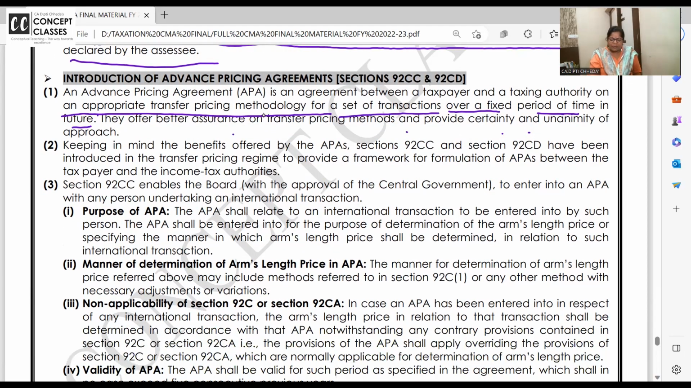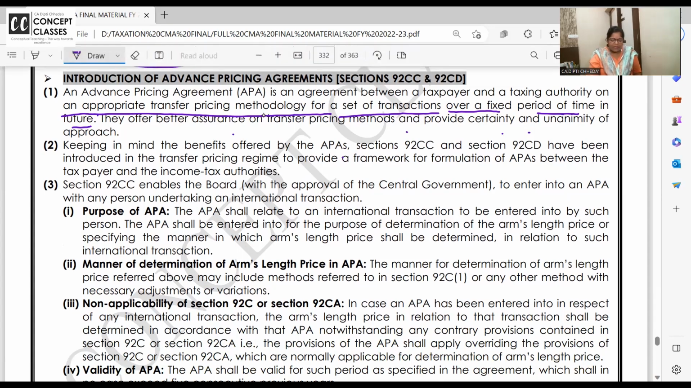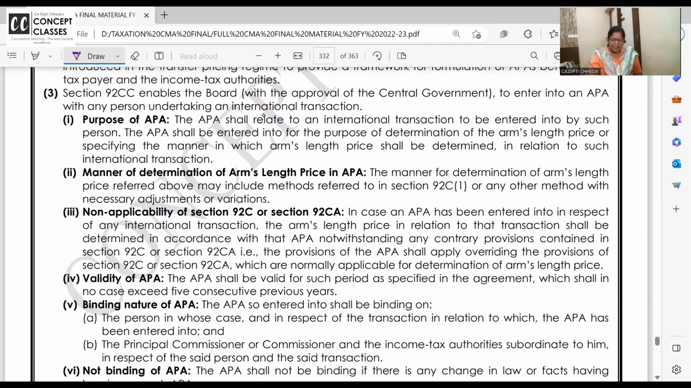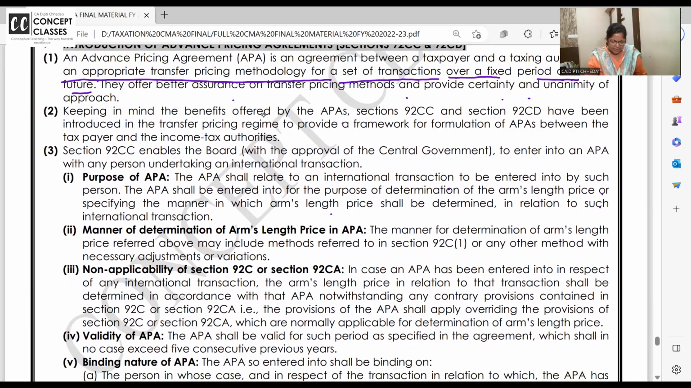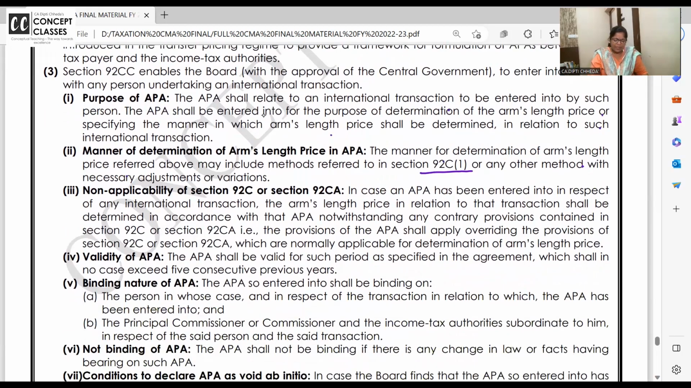Keeping in mind the benefits offered by APAs, Advance Pricing Agreements, it has been introduced. And what is the purpose? An APA shall relate to an international transaction to be entered into, for the purpose of determining the arm's length price or specifying the manner in which the arm's length price is to be determined. For determining it we can have an advance agreement. The manner for determining the arm's length price may include methods referred to in 92C, any method, CUP method, TNMM method, or any other method with variation. For this type of business the CUP method alone will not suit, but CUP and this together, so you can do it like that, whichever is suitable.